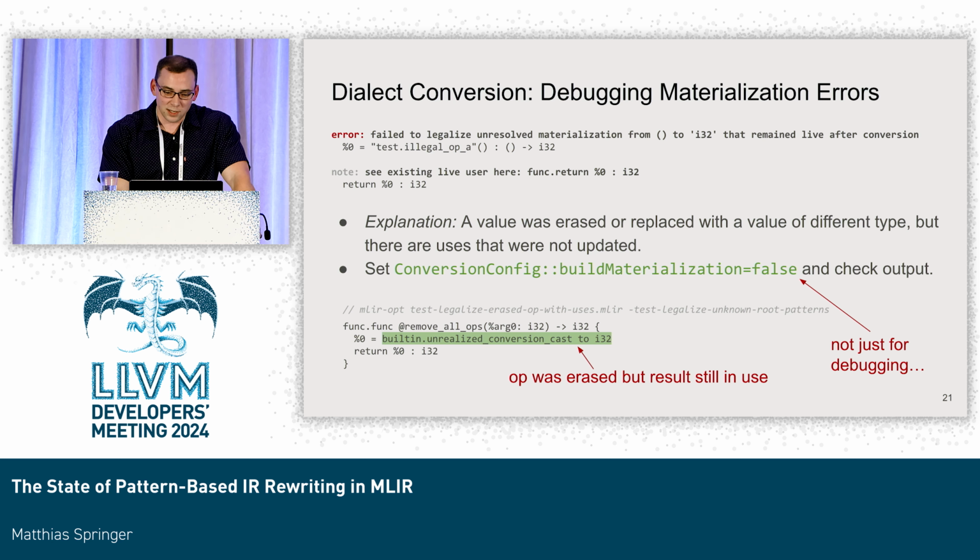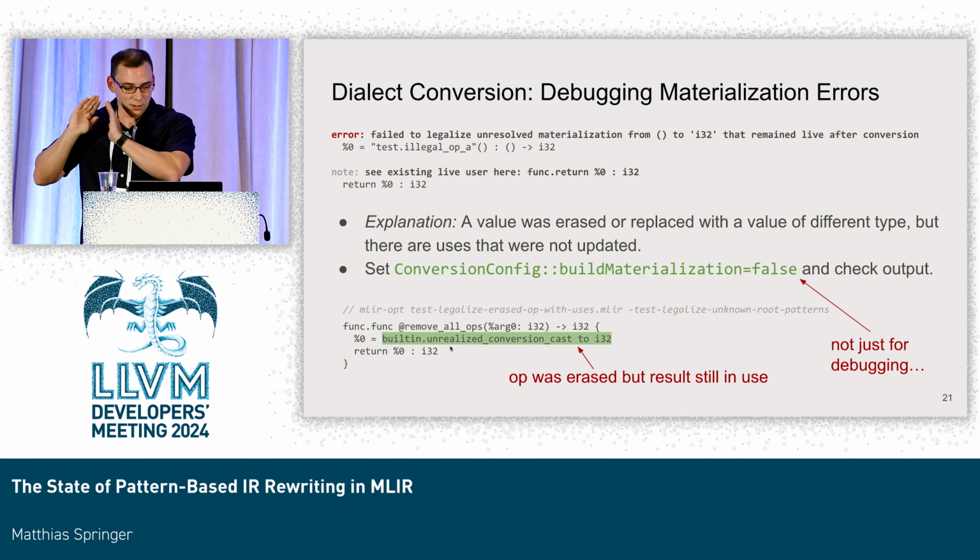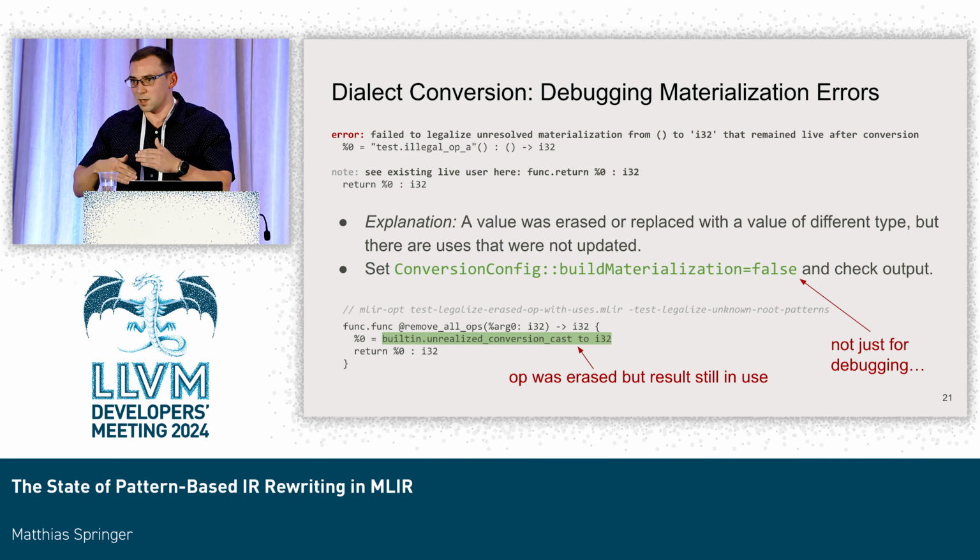There's also a new flag that we added called build materializations equals false. If you've ever seen one of these error messages, there have been quite a few reports or questions on Discourse. Give this flag a try. What that will do is disable all materializations, and instead we will insert unrealized conversion casts. This could be a quite useful debugging tool because the conversion will just run through. You take a look at the IR, you take a look at all the unrealized conversion casts, and you can reason about the IR and see why we have a type mismatch here, what happened.